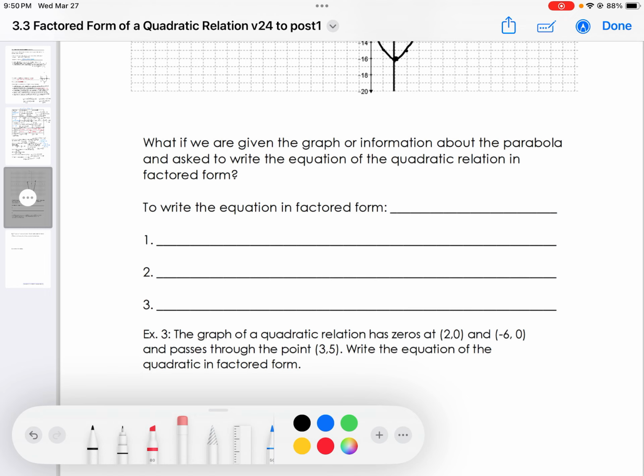So now we want to go the other direction. So let's just write it one more time, what factored form looks like. Okay, and so we need some pieces of information. We need to know what R is. We need to know what S is. So we need the zeros.